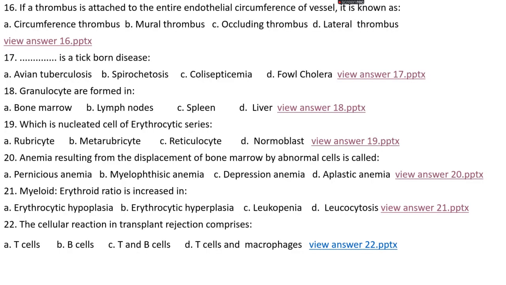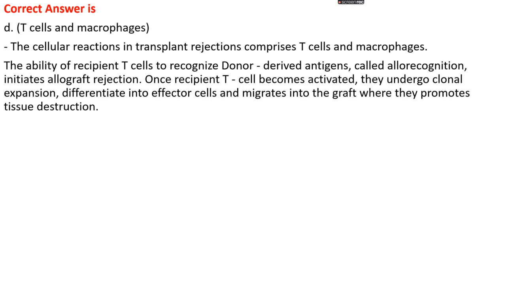Question number 22. The cellular reactions in transplant rejection comprise option A, T cells, option B, B cells, option C, T and B cells, option D, T cells and macrophages. The right answer is option D, that is T cells and macrophages.